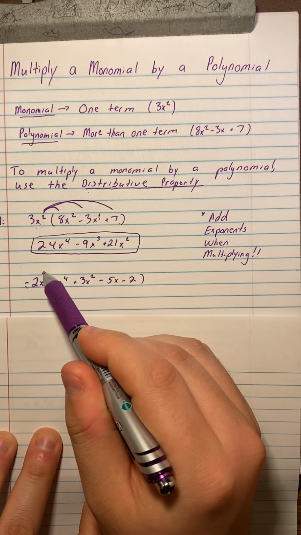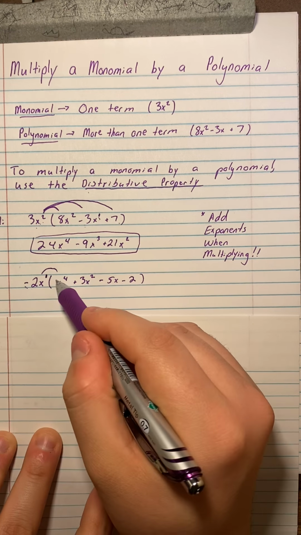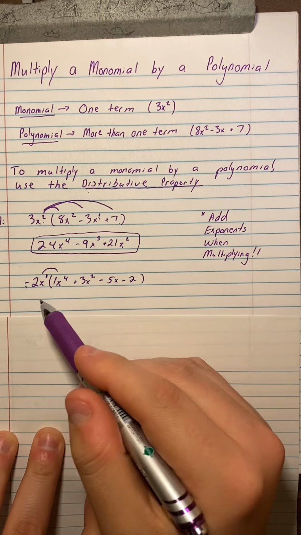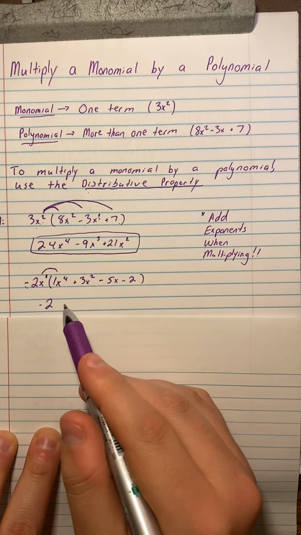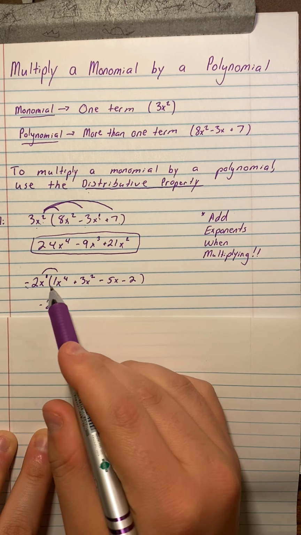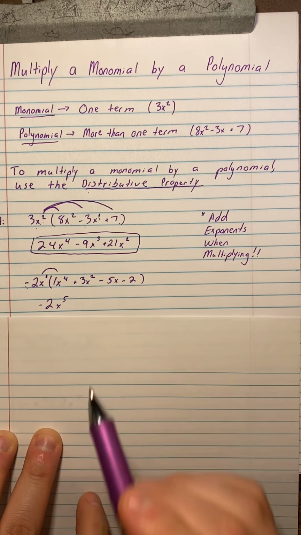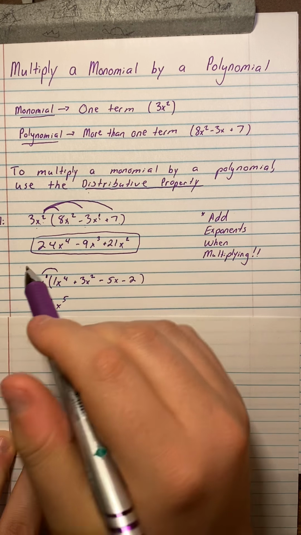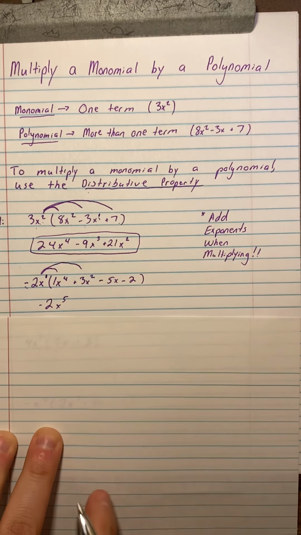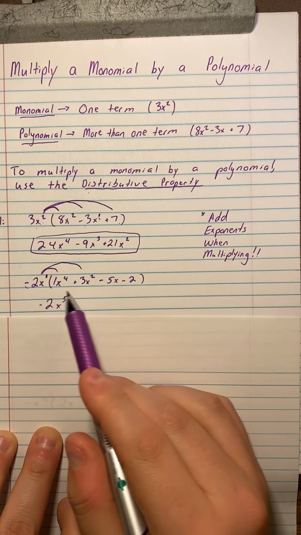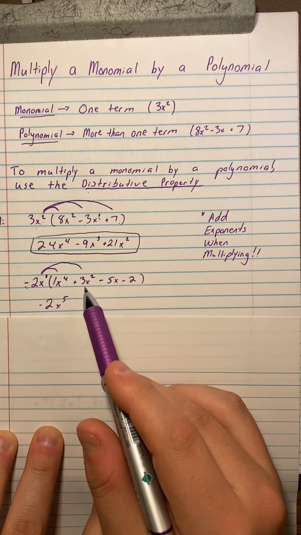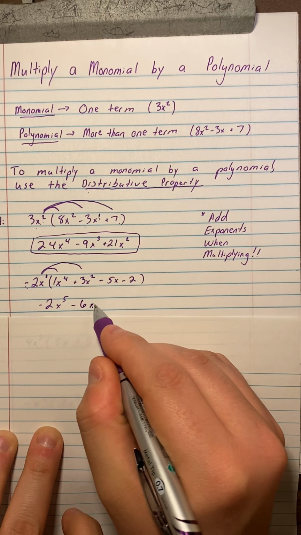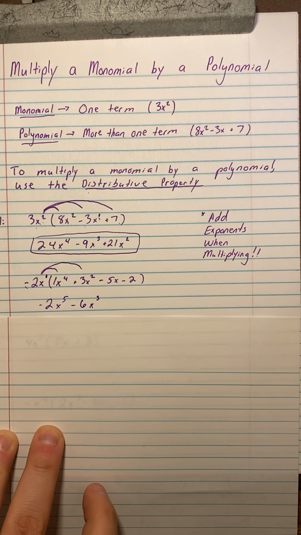So negative 2x times x to the 4th. Remember, this is really 1x to the 4th. So negative 2 times 1 is negative 2. With our x's, we're just going to add the exponents. 1 plus 4 is 5. So negative 2x to the 5th. Distribute again. Negative 2x to the 1st times 3x squared. Well, negative 2 times 3 is negative 6. And add the exponents. So 1 plus 2 is 3. So negative 6x to the 3rd.